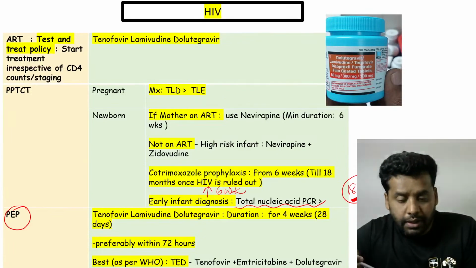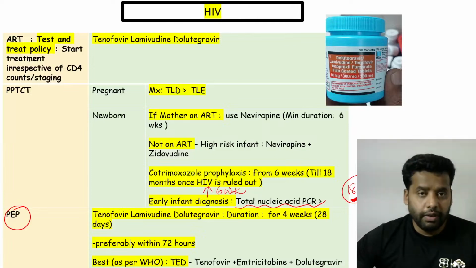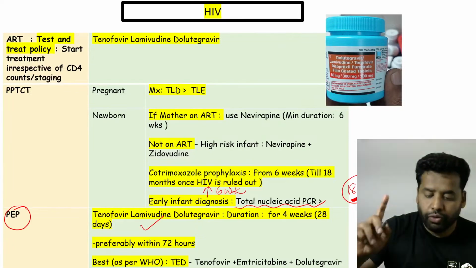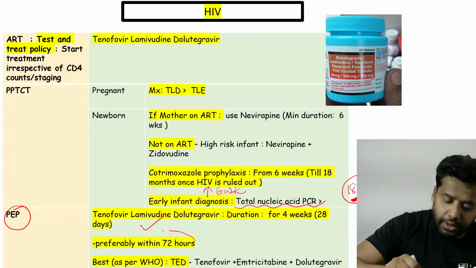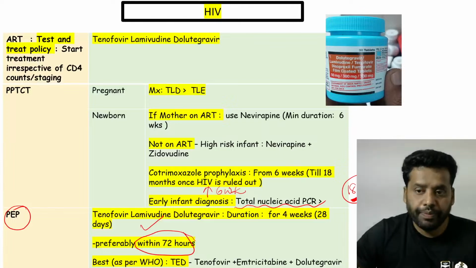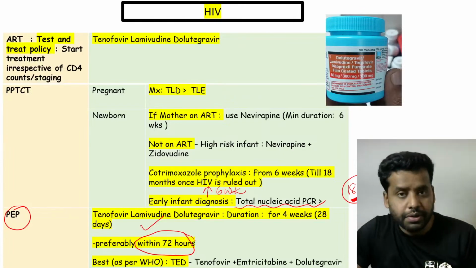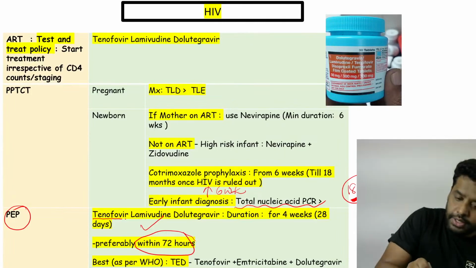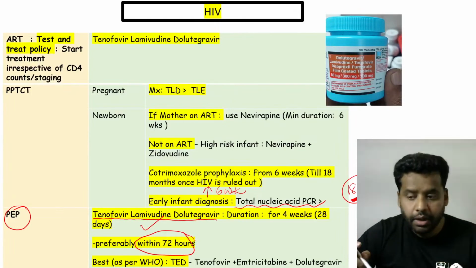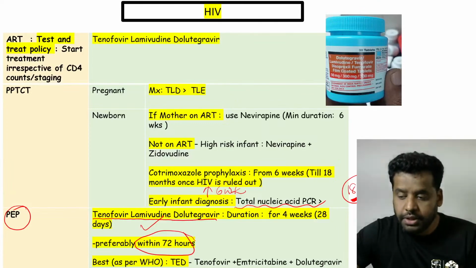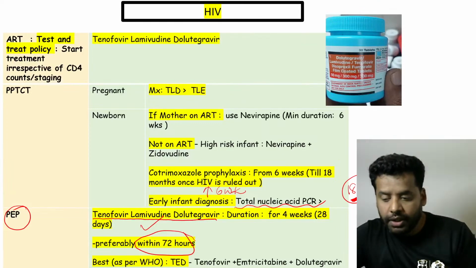Post-exposure prophylaxis. After exposure to HIV body fluids, you have to take TLD for 4 weeks. Started within 72 hours. That is the upper limit. After that, no use. And what the question is, TLD for 4 weeks. This is what we follow in India. But in case they ask, what is the best regimen?